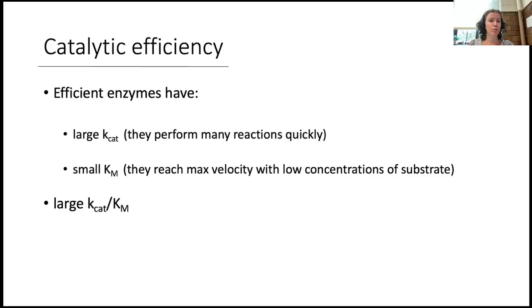And so as a general rule, efficient enzymes have a very large Kcat. That means they do lots and lots of reactions quickly, and a very small Km, which means that they only need a tiny, tiny amount of substrate to do that reaction, which means that efficient enzymes have a large Kcat over Km value. Next up, we'll learn one additional way to look at Michaelis-Menten kinetics in a graph that thankfully is linear and not hyperbolic.